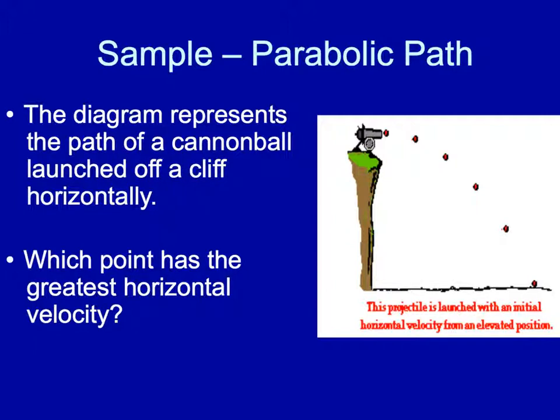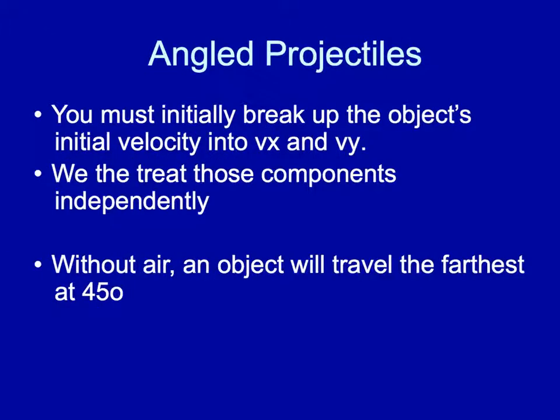Now, if I have a parabolic path, that's what a cannonball looks like fired off a cliff. When it says which point has the greatest horizontal velocity, the key thing to understand here, and this goes back to our understanding of it, is that it is going to be the same in every case. The horizontal velocity is not going to change. The vertical velocity is going to change.